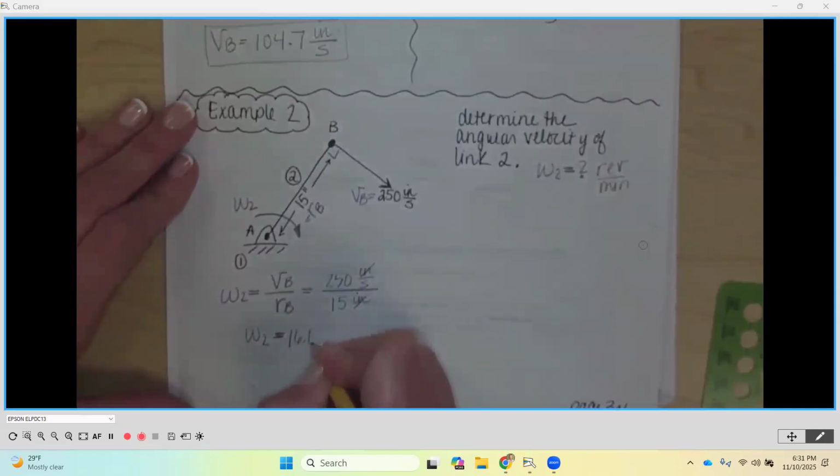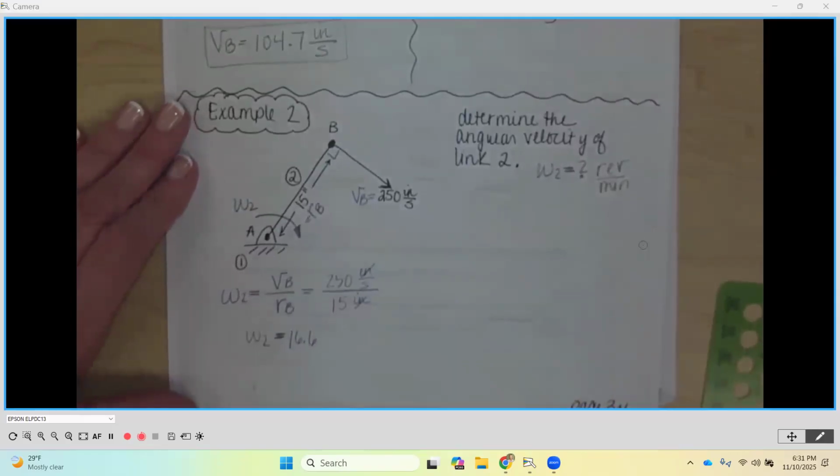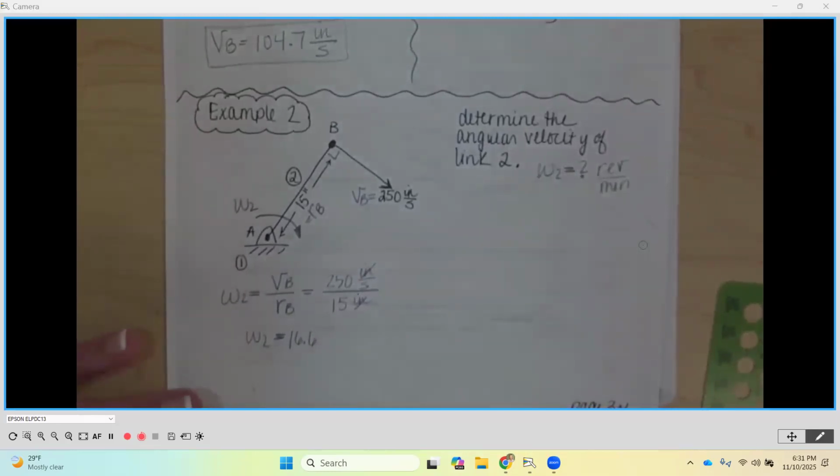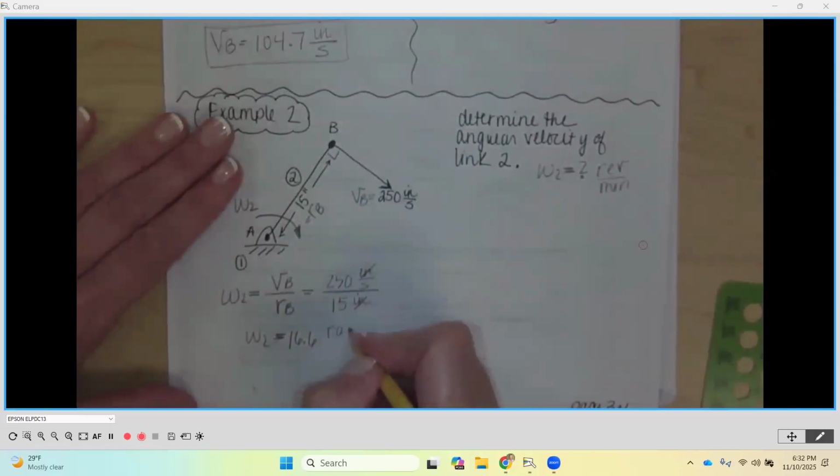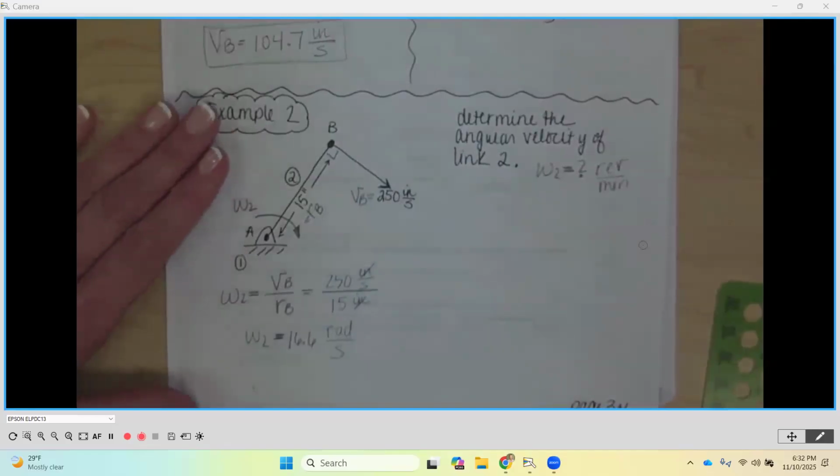16.6. Okay, units. What are my units? It's nothing per second, but it actually is what? Radians per second. They magically appear. Say it. I know, it's even fun to say it, isn't it? So these are going to be radians per second.